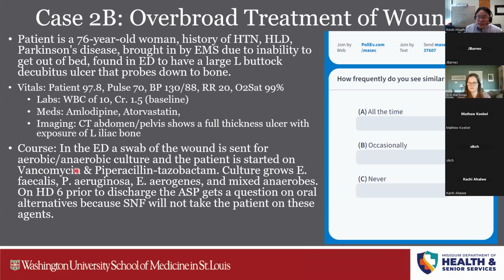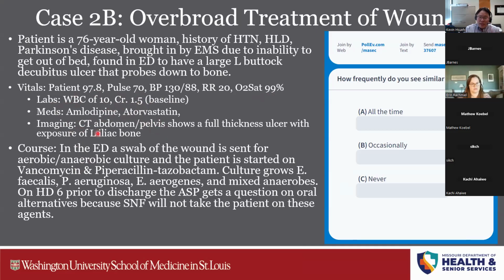We'll go to case 2B. These are both sort of different sides of the same coin. This is overbroad treatment of wounds. A 76-year-old woman, history of hypertension, hyperlipidemia, Parkinson's disease, was brought in by EMS due to an inability to get out of bed, found to have a large left buttock decubitus ulcer that probes down to bone. Afebrile, vital signs completely stable, white count within normal limits, creatinine is 1.5, which is her baseline. She's on amlodipine and atorvastatin, and CT shows a full thickness ulcer of her left iliac bone.